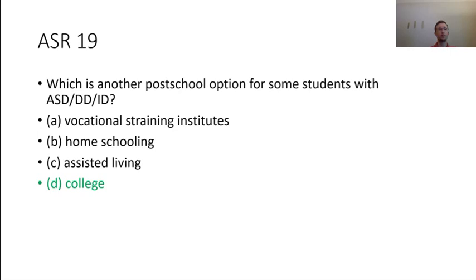College is one of the three categories of post-school options. That's why it's correct. So vocational training institutes are types of employment, and assisted living is an example of a living post-school option, and then homeschooling is just a distractor.